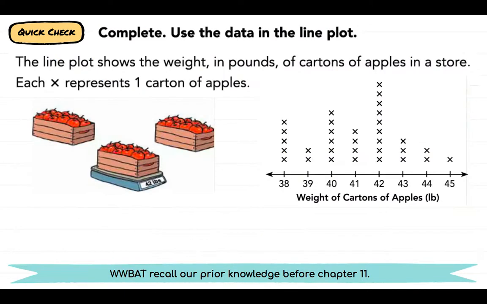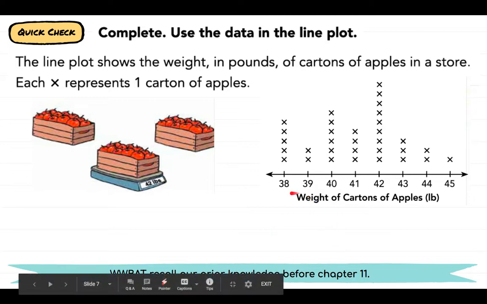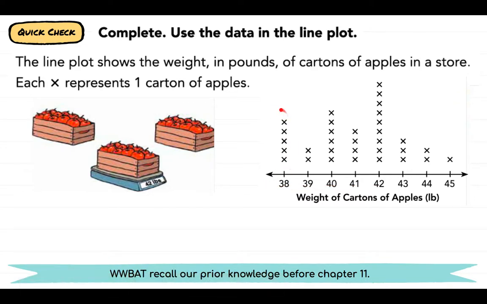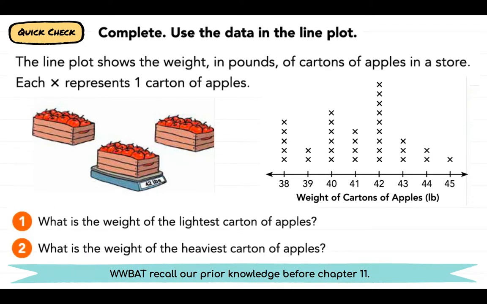So let's look at your task. For today, the lesson is going to be really short and sweet. You're just going to look at this line plot. This line plot shows the weight in pounds of cartons of apples in a store. Each X represents 1 carton of apples. The weight ranges from 38 pounds to 45, and you can see there are 5 cartons of apples that weigh 38 pounds and 1 that weighs 45 pounds and everything else in between. You're going to answer the 10 questions that come after. So just make sure you come back and look at the data chart before you start answering each question.